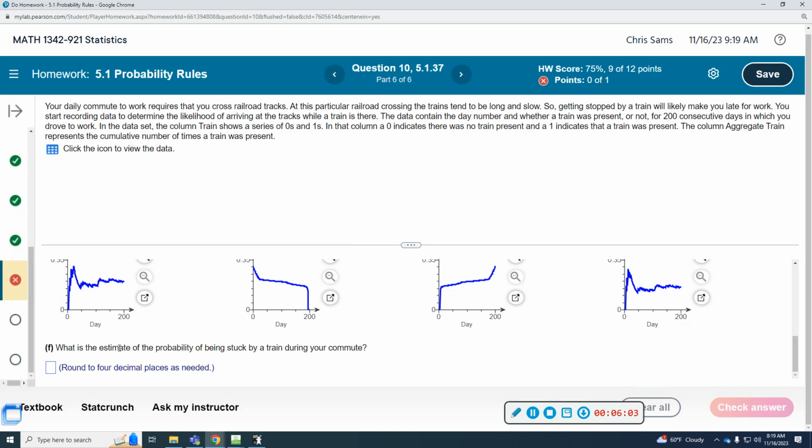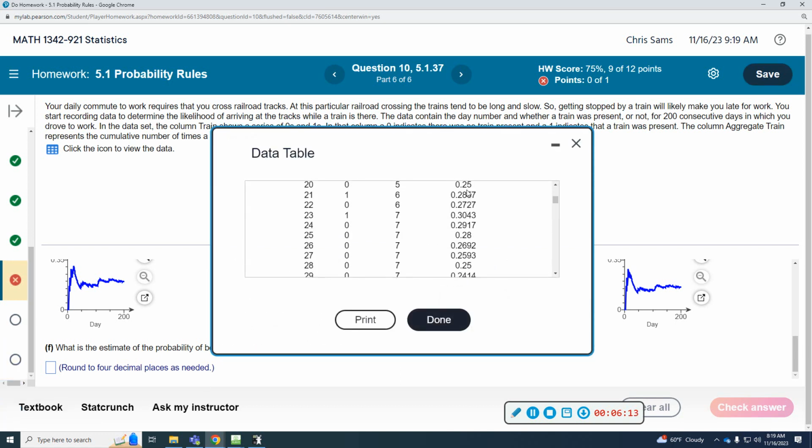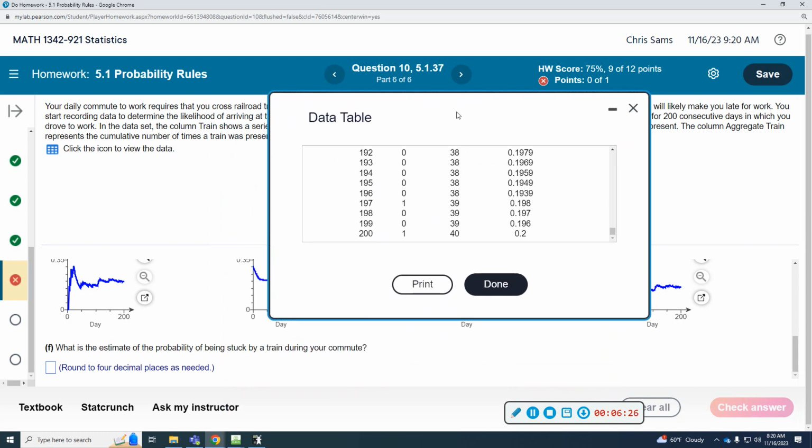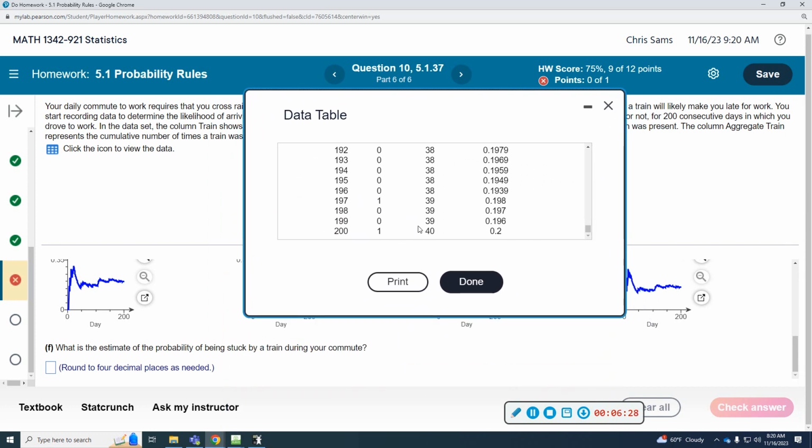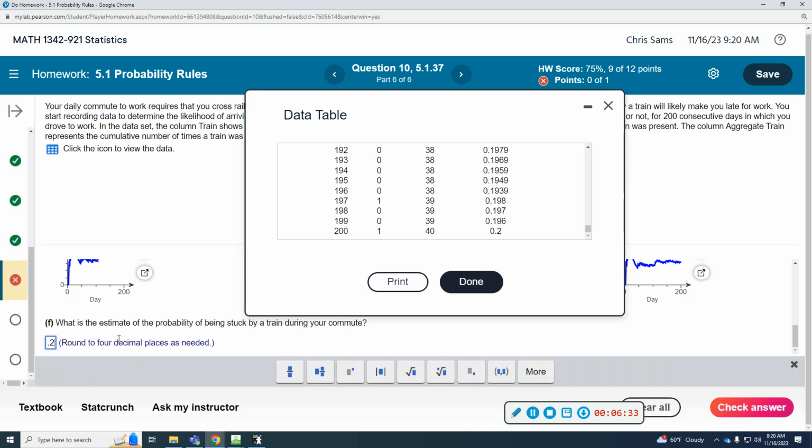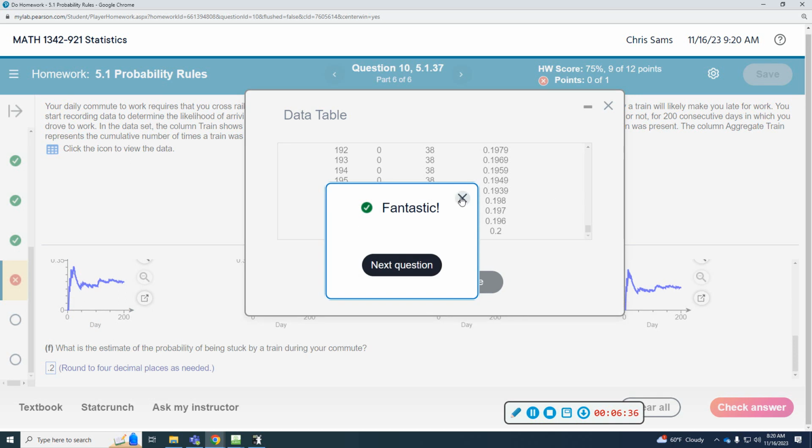What is the estimate of the probability of being stopped by a train during your commute? So the estimate would be roughly the average out of all 200. It says round to 4 decimal places. So estimate the probability. Looks like just 0.2. I'm not sure why they say 4 decimal places. I'll just do the 40 divided by 200. All right, so that'll be it for number 10.